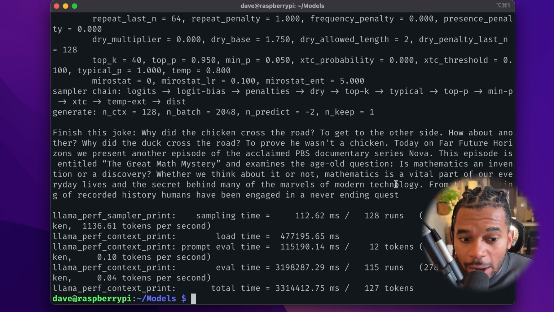This did take a while. We're getting 0.04 tokens per second, which is not really usable, but honestly I thought this would be worse than what it came to be. I thought we'd be sitting here for like 3 hours.